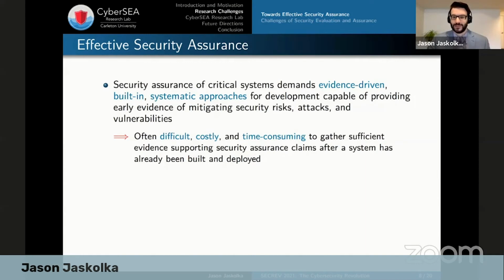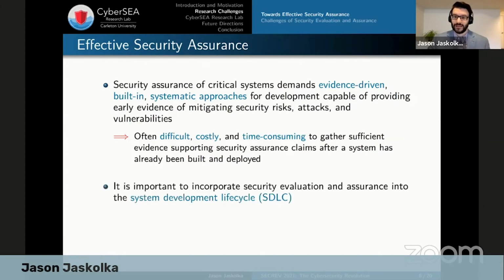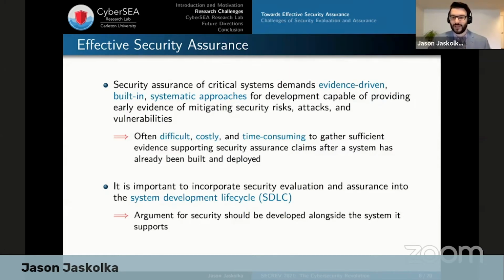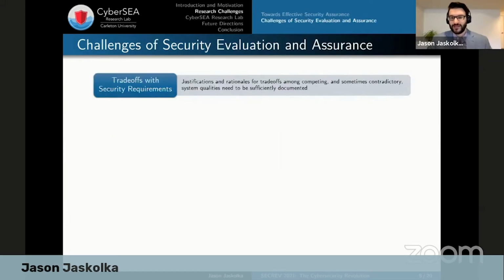So we want to try to ensure that we have sufficient evidence supporting our assurance claims as early as possible within the development of the system. So for this reason, it becomes important to incorporate security evaluation and assurance in the system development lifecycle. And the argument for the security of these systems needs to be developed alongside the system that it supports. But with security evaluation and assurance comes a number of additional challenges.